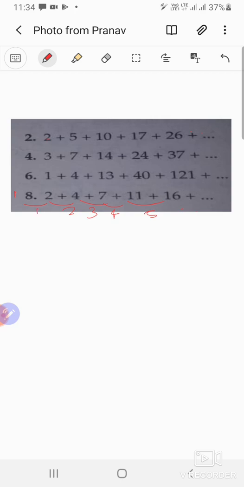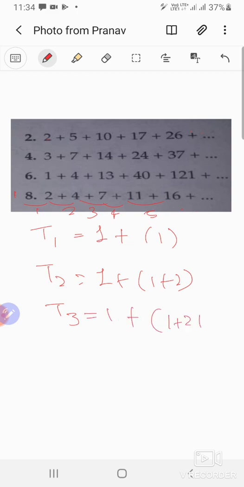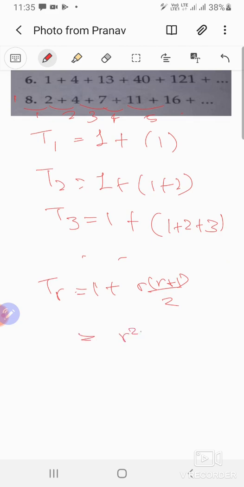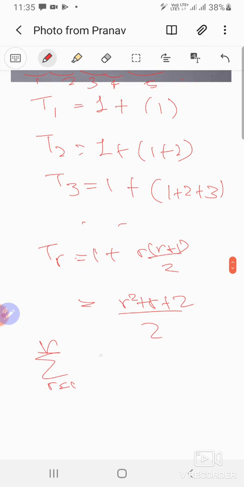So now it's very obvious to see that t1 equals 1 plus 1. Then t2 equals 1 plus 1 plus 2. t3 equals 1 plus 1 plus 2 plus 3. Keeps going like that. So you just have tr equals 1 plus r into r plus 1 upon 2, like that, which is also equal to r squared plus r plus 2, upon 2. So if we sum this up from r equals 1 to n, what's that supposed to be?